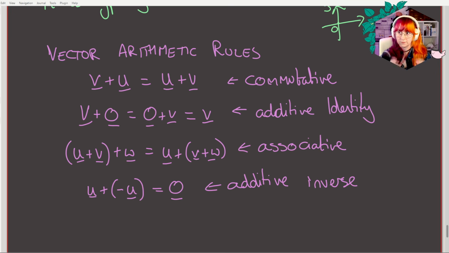Okay. It's a nice little list of some vector identities for you. And these things are always true for any vectors v, u, w.